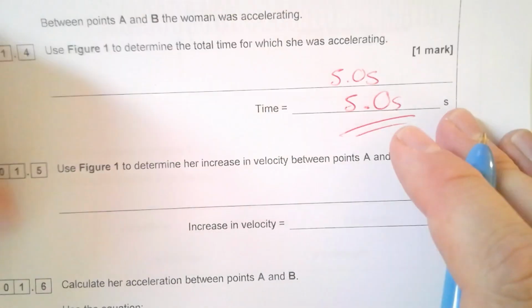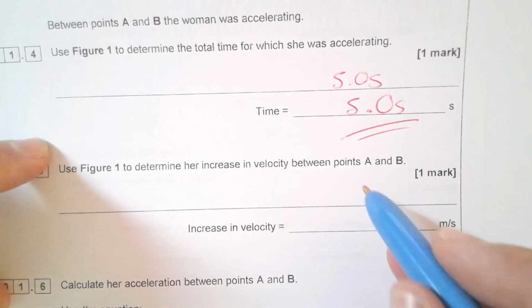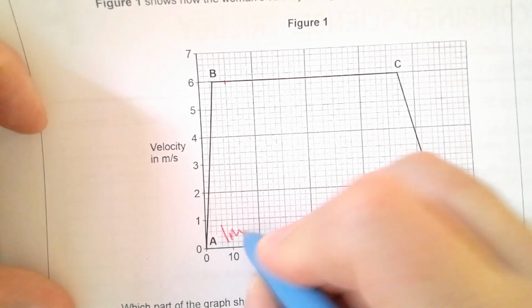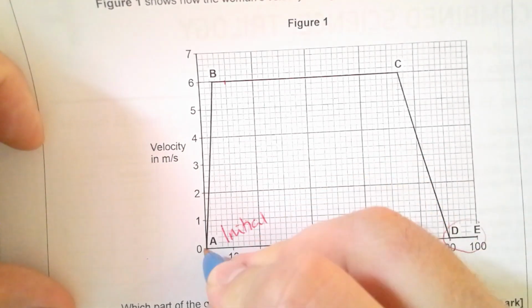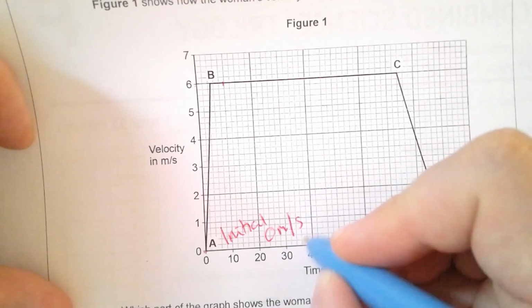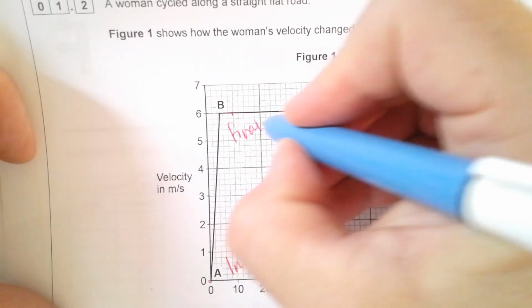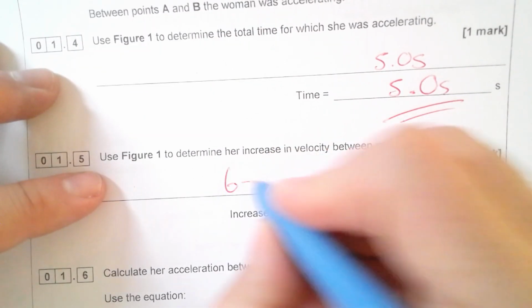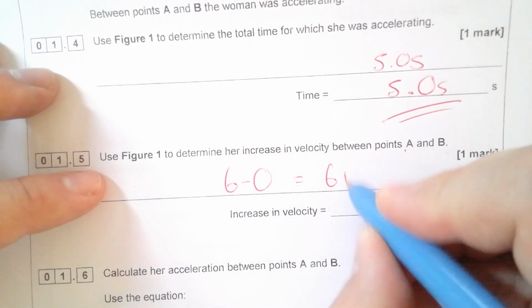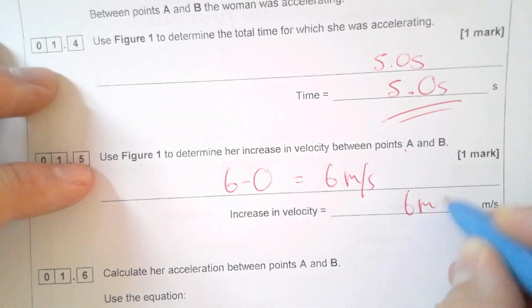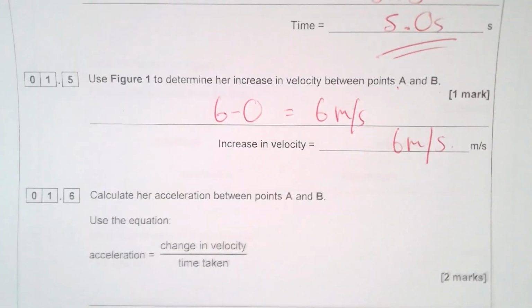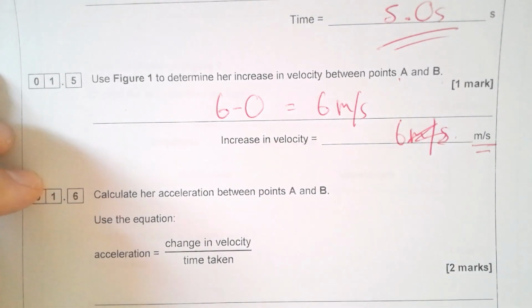Then use figure 1 to determine her increase in velocity between points A and B. Initially we were at 0 meters per second, and then at B, our final is 6 meters per second. So if we do final minus initial, 6 minus 0, that gives us 6 meters per second. Probably don't need to put that twice, it's already given to us here.